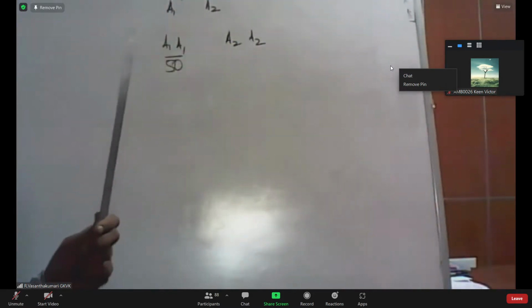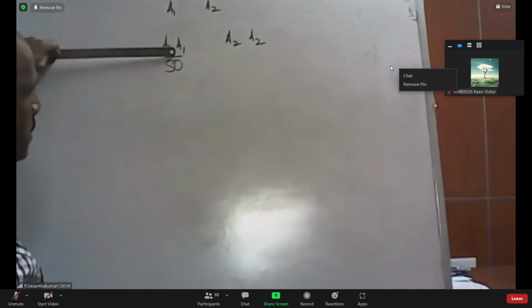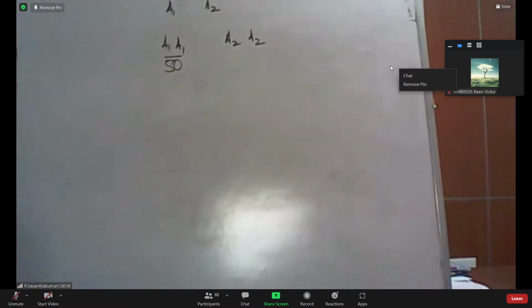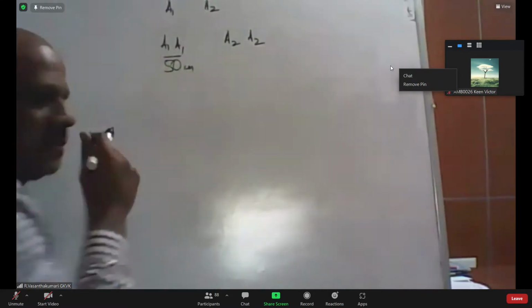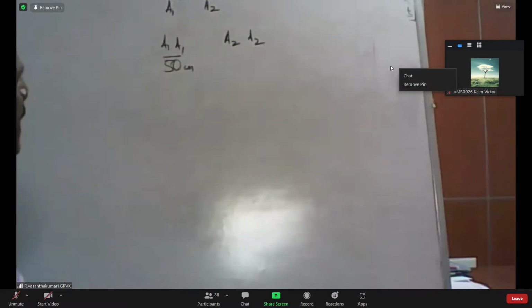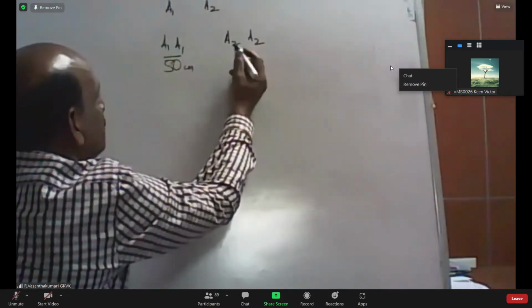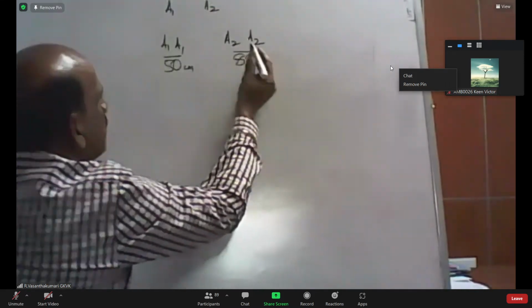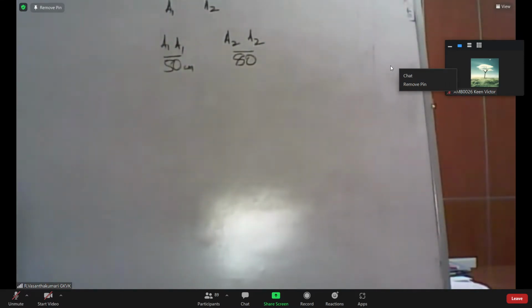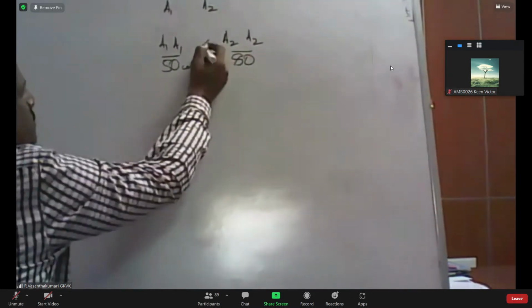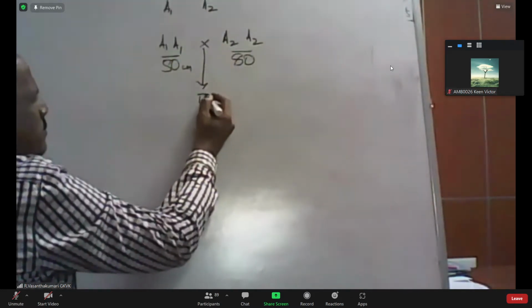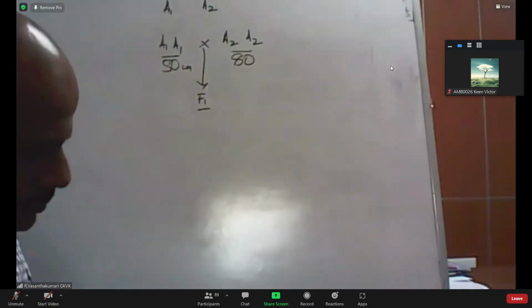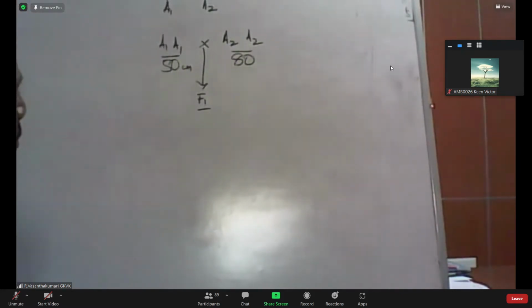When I say mean plant height, I put a bar here. A mean plant height of 50 centimeters. Clear? Then I have another contrasting plant A2, which has, let us say, a mean plant height of 80 centimeters. Now I made a cross between these two. I get an F1. What is the genotype of the F1? A1, A2.